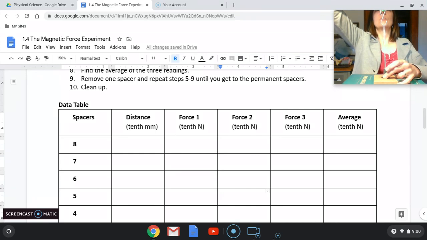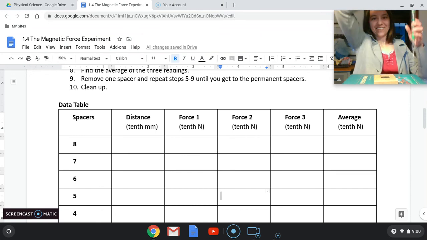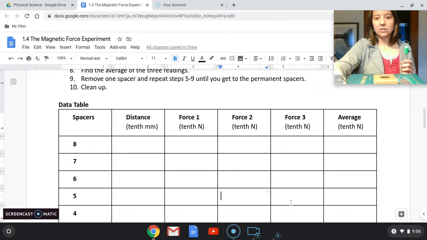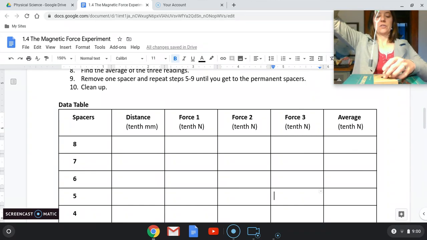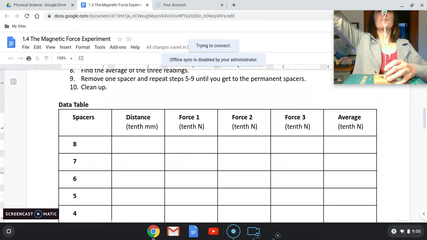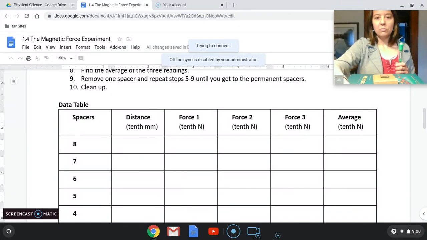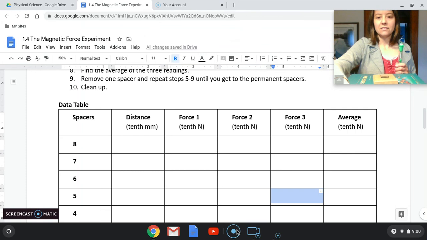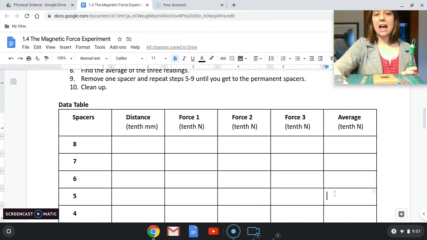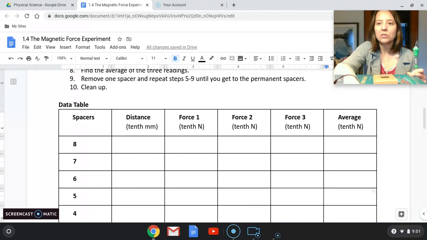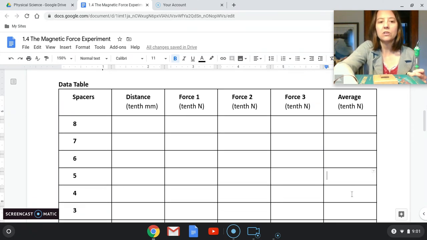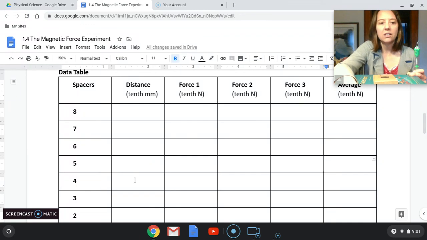Going over to trial 2. 0.5, 1, 1.1, 1.2, again 1.2 newtons. And then trial 3. 0.5, 1, 1.1, 1.2, again, 1.2 newtons. So 1.2 newtons. And then our average is 1.2 plus 1.2 plus 1.2 divided by 3. And write that to the nearest tenth of a newton. You could probably do that in your head.